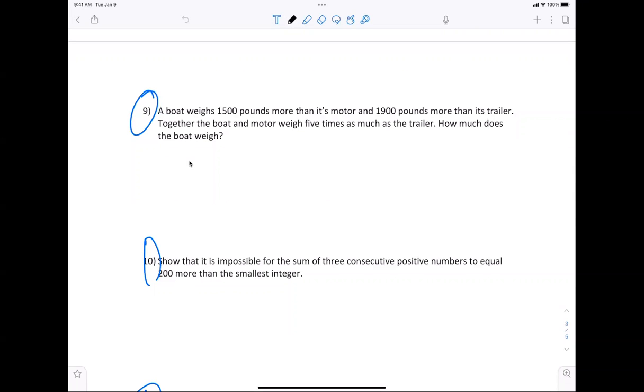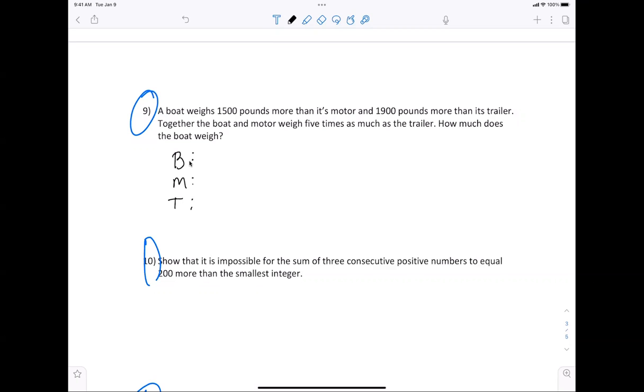All right, we're talking about three things. Everyone should have written down that we're talking about the boat, the motor, and the trailers. Everybody agree with that? All right.